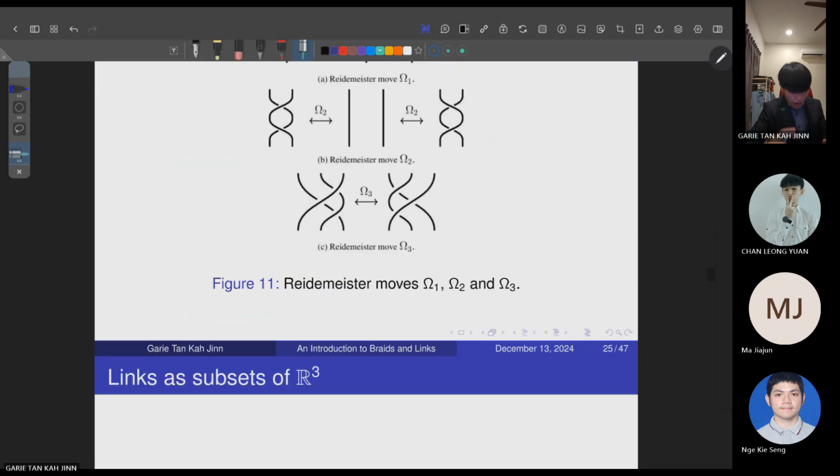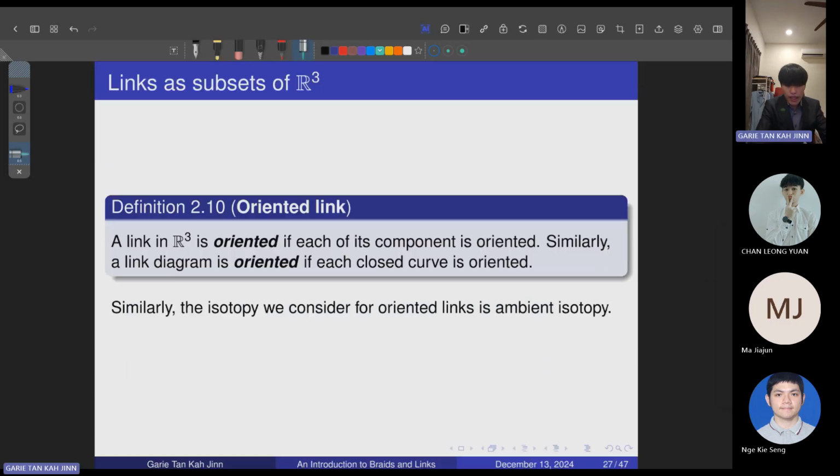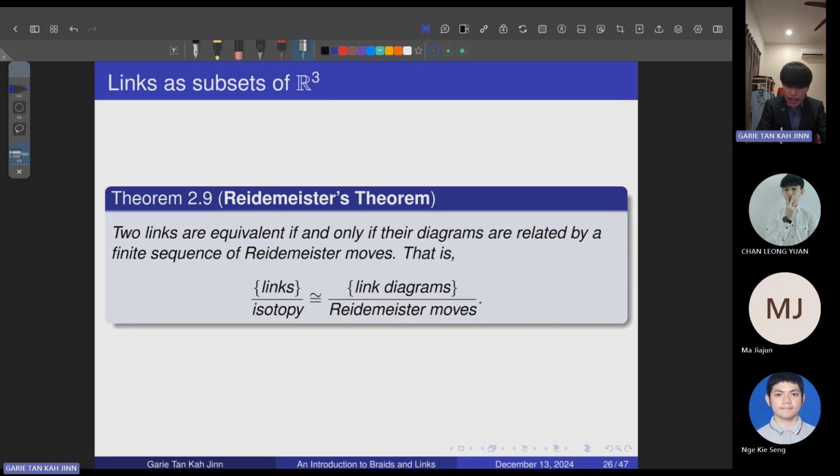Now this Reidemeister theorem tells me that 2 links are equivalent if and only if the link diagrams representing them are related by a sequence of Reidemeister moves. So now if I want to study whether these 2 links are equivalent or not, I can project them, look at the link diagram, and find a sequence of Reidemeister moves. This will mark the end of the part where we view the link as a subset of R3.